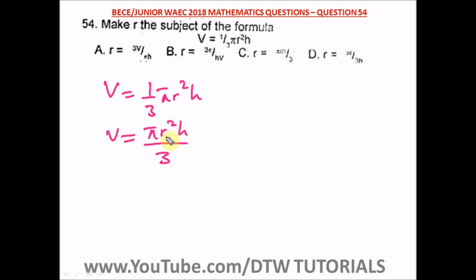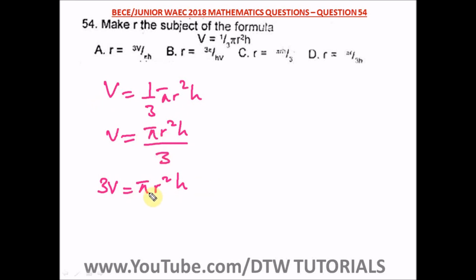We're making R the subject of the formula. First, we cross multiply, taking 3 out of the denominator. So when we cross multiply, we have 3V is equal to pi R square H. In making R the subject of the formula, it means R needs to stand alone on one side of the equation, just the way V stands alone in the first expression.